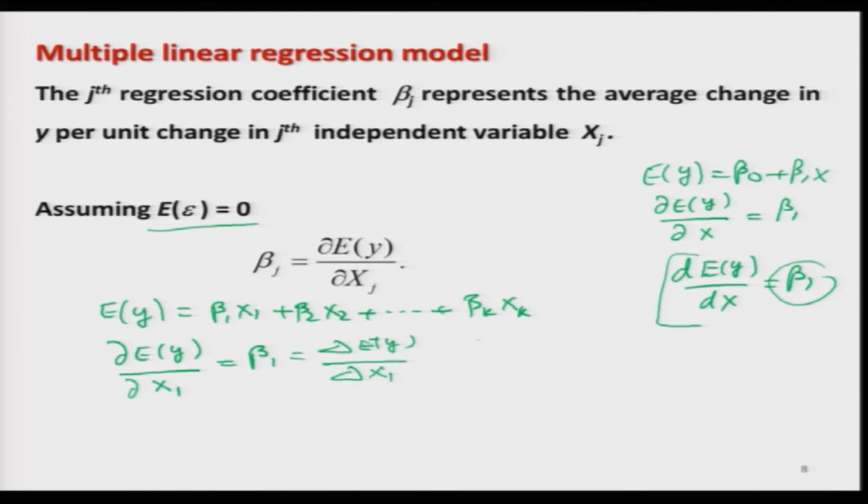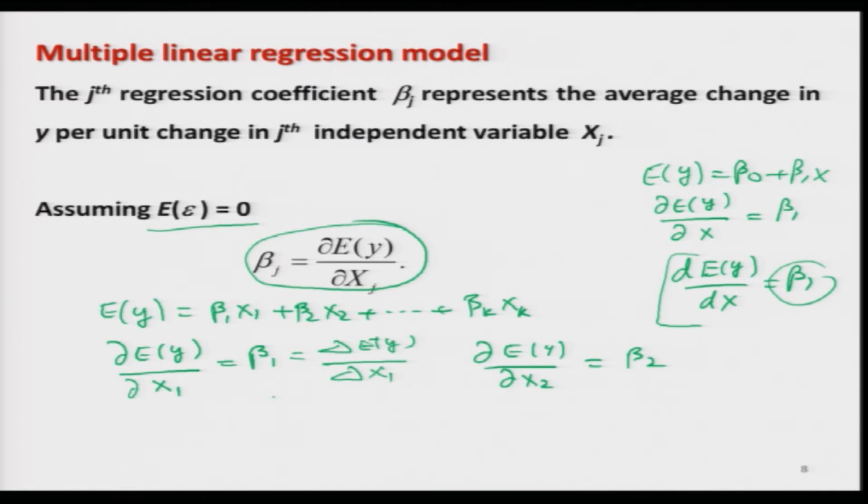Similarly, if you take the partial derivative of expected value of y with respect to x2, this is beta 2. So in general, I can write that beta j is equal to the partial derivative of expected value of y with respect to xj. So this gives us the rate of change in the average value of y when there is a unit change in the value of xj, right.